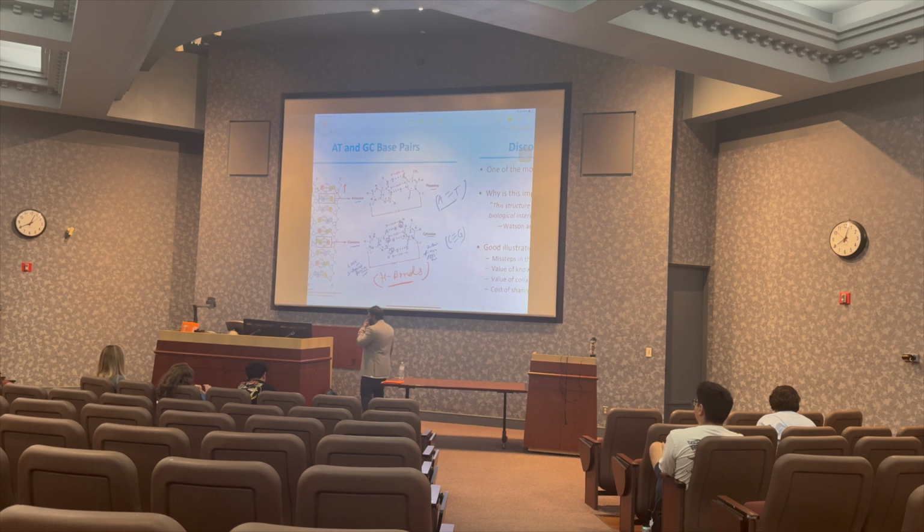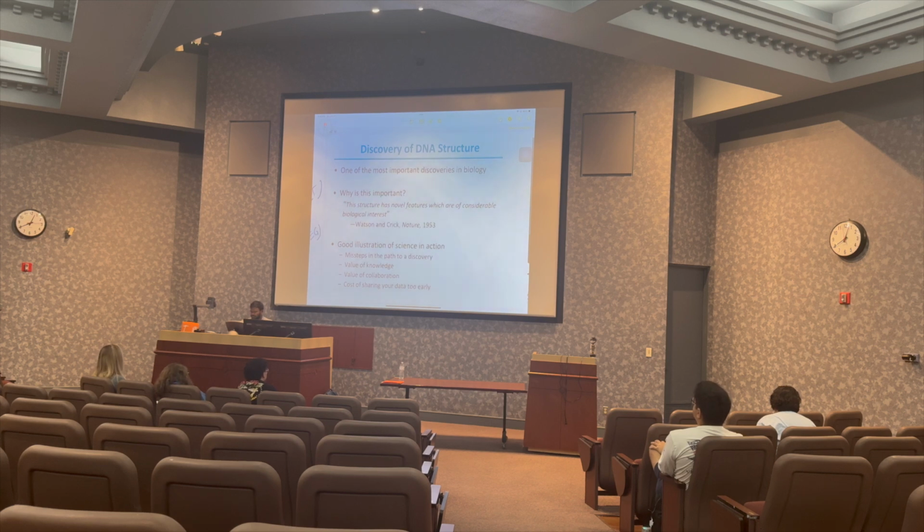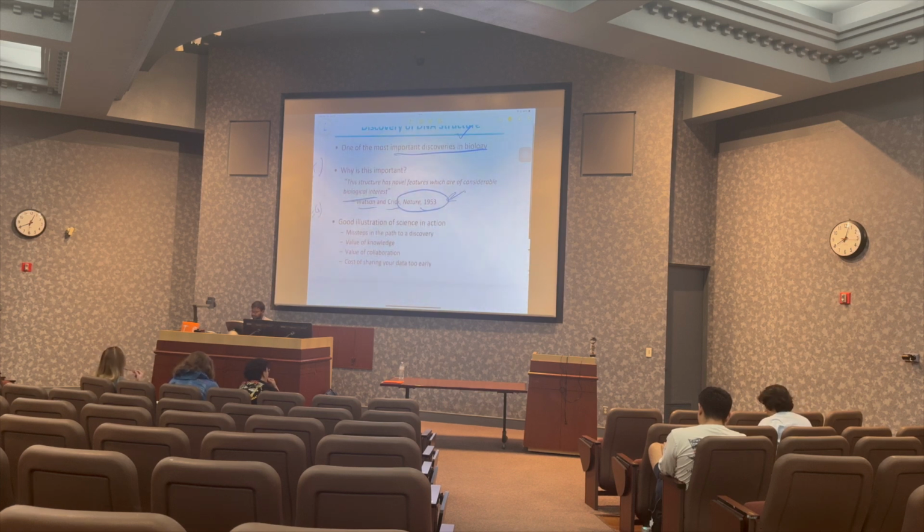Okay, cool. So let's go ahead and see the discovery of DNA structure. I told a slight story of Watson and Crick, published in 1953, the most famous paper. The structure has novel features which are of considerable biological interest. One of the most important discoveries in biology. A good illustration of science in action, with the messy steps on the path to a discovery.